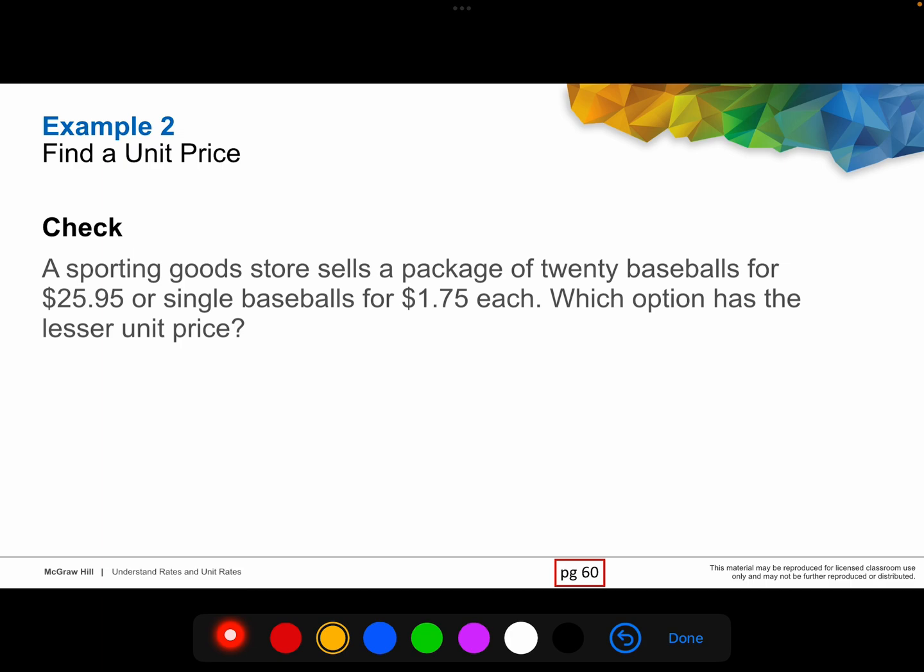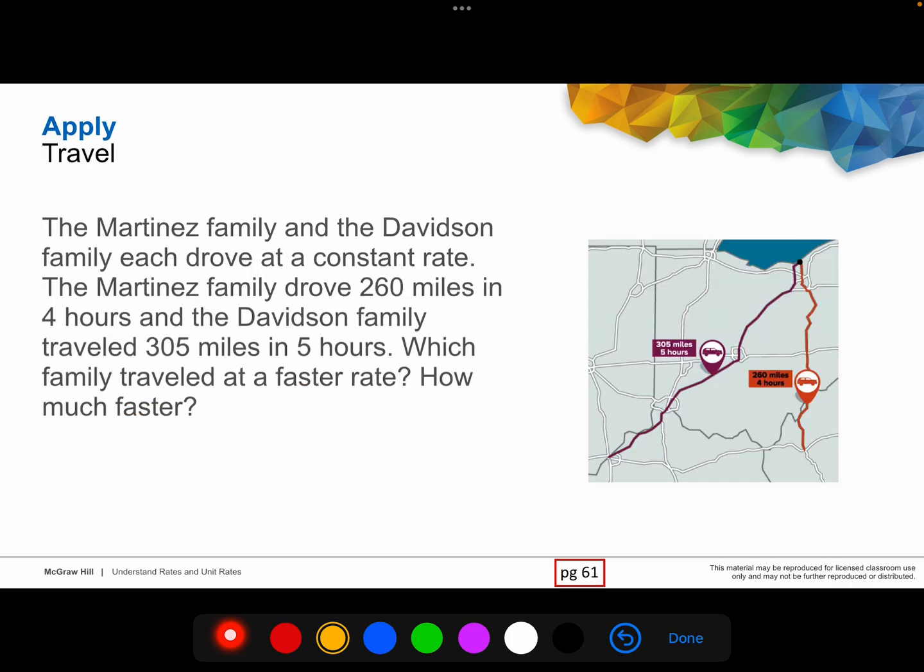I want you to pause and do this check problem on your own, please, in your books. There you go. All right, that's all I had for today. We're going to take a look at this apply problem in class tomorrow.